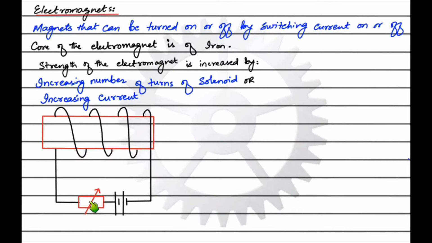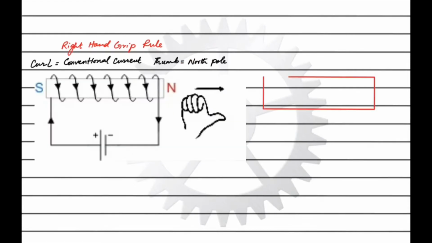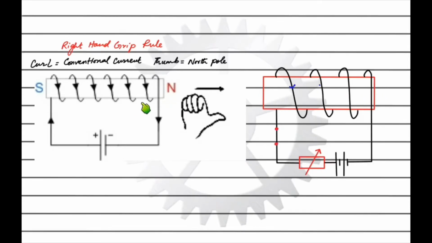Also, you can find out the direction in which the magnetic north or south pole will be induced by using right hand grip rule. We use right hand grip rule to find out the direction of induced magnetic field around a current carrying solenoid. In right hand grip rule, the curl represents conventional current while the thumb represents north. To apply it, imagine yourself gripping this coil carrying direct current in a way that curl of your fingers point in the direction of conventional current, and the thumb will then point in the direction of magnetic north pole of the magnetic field of current.